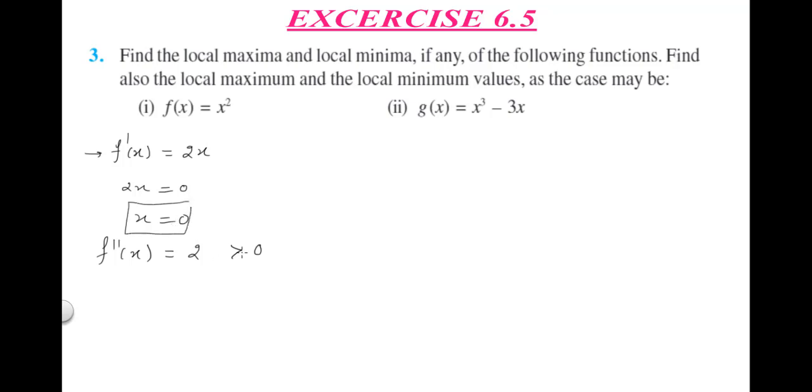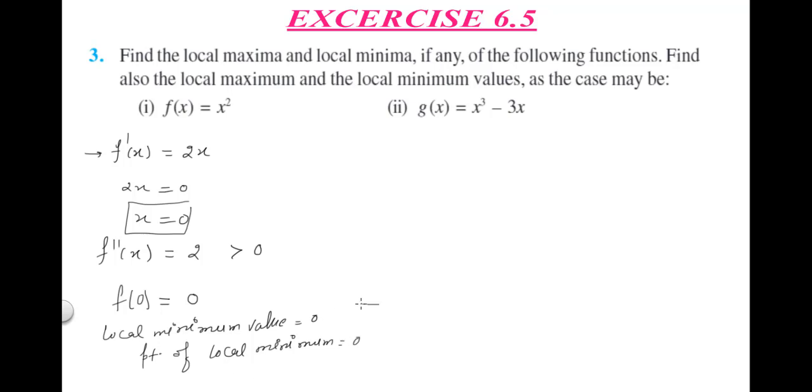So when it comes greater than 0, I told you it will be a point of local minima. So here 0 is the point of local minima and f of 0, if we calculate, it is coming as 0. So local minimum value is 0. We can write local minimum value equals 0 and point of local minima, or we can call it minimum, is equal to 0. Clear? Because x is coming as 0 and there is no maximum value. Clear? Now I am going to solve the second part to show you the difference.